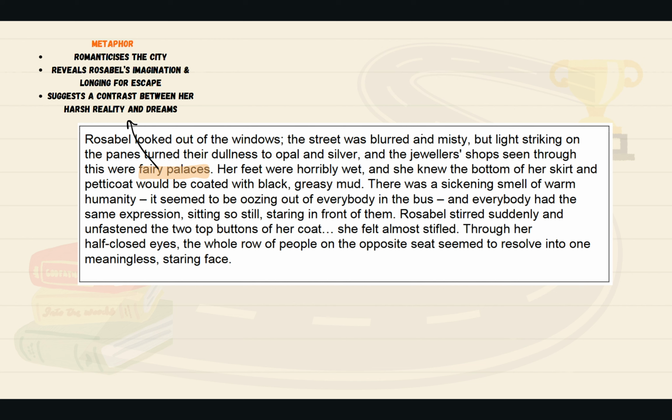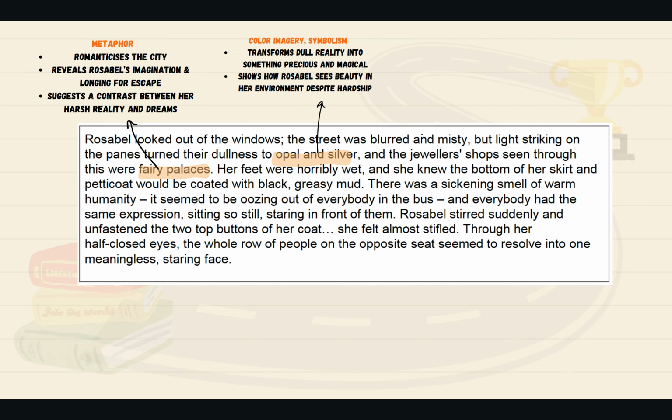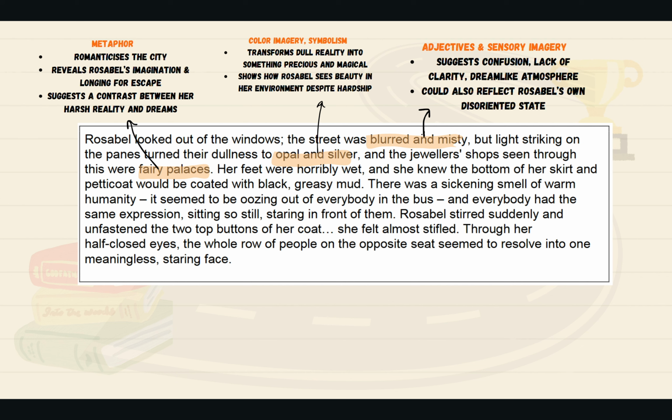The next part I've highlighted is "opal and silver," which is where the writer is using colour imagery and symbolism. This is because they want to transform the dull reality of Rosabelle's life into something precious and magical, and it shows how Rosabelle sees beauty in her environment despite the hardships she is facing.